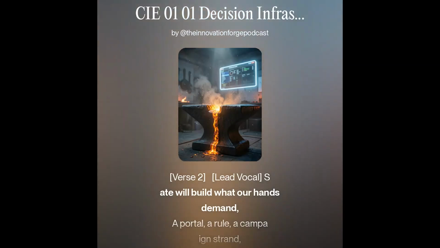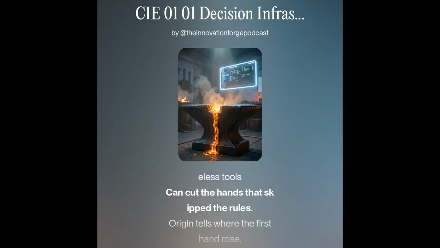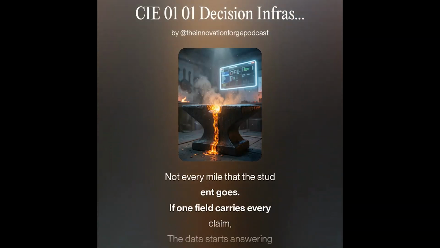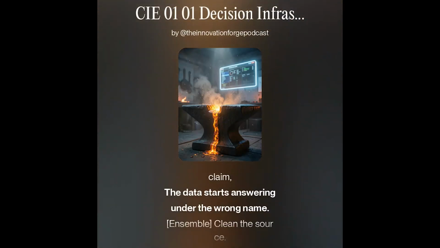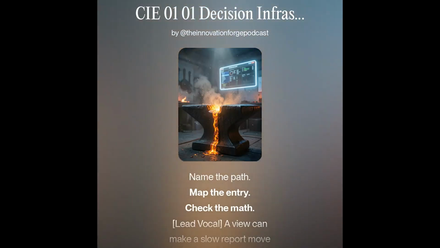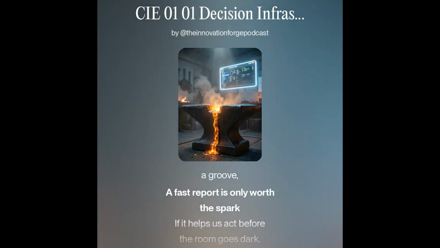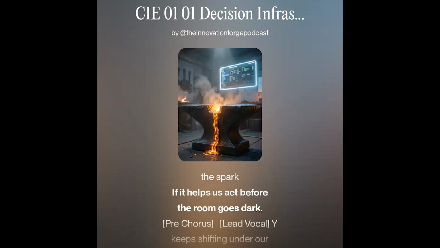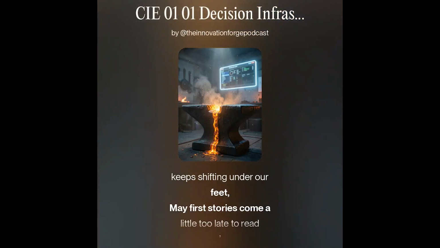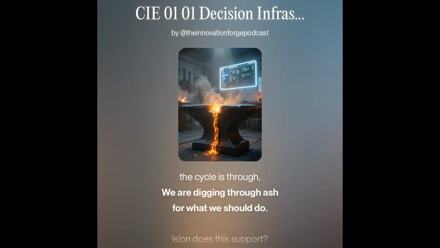Slate will build what our hands demand, a portal, a rule, a campaign strand, but a workshop full of nameless tools can cut the hands that skip the rules. Origin tells with the first 10 rows, not every mile that the student goes. If one field carries every claim, the data starts entering under the wrong name. Clean the source, name the path, map the entry, check the math. A guardrail gives the work a groove. A fast report is only worth the spark if it helps us act before the room goes dark. Yield keeps shifting under our feet. The first stories come a little too late to read. If we find the melt when the cycle is through, we are digging through ash for what we should do.